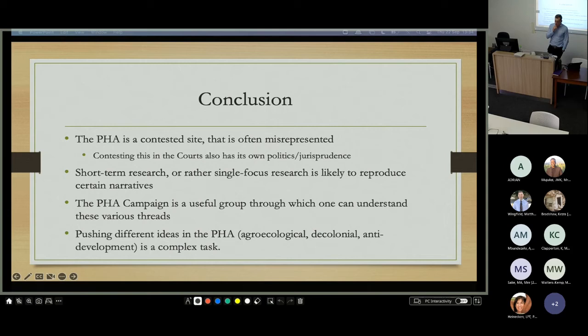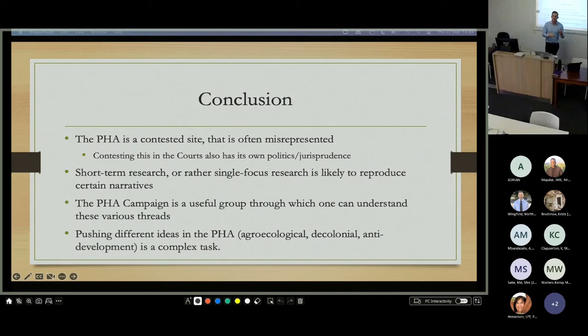Short-term research in the PHA, which is very common, and there's actually a lot of students at universities nearby and across the world that come into the PHA and do research for a week or two, and they probably listen to the PHA campaign and they write a certain narrative about the PHA. But I think it's absolutely essential to stay in the space and engage with various actors, and this is something you should all think about for your own research.